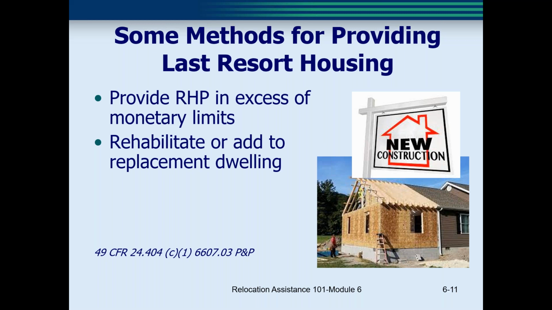And again, you've got the big family. They need 5 bedrooms. They have 5 bedrooms now. So their RHP offer would equal the comparable's price plus the additional cost for this bedroom.